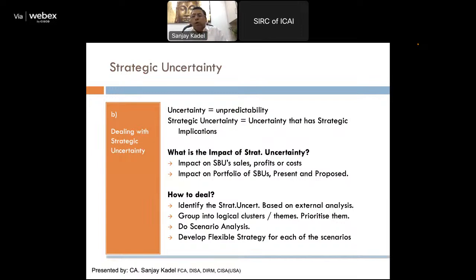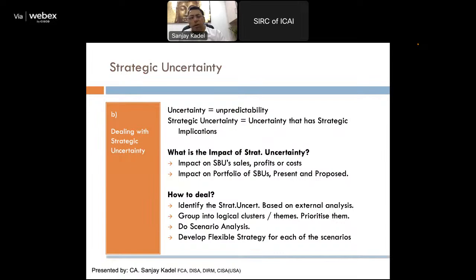Once you find out all the strategic uncertainties, then you group them into logical clusters. What is the meaning of logical clusters? It is some kind of grouping so that you don't attend to each and every strategic uncertainty separately. You classify or group them into some logical clusters. For example, you say technological uncertainties, financial uncertainties, marketing uncertainties, design uncertainties, customer uncertainties, something like that. You group them into logical clusters.